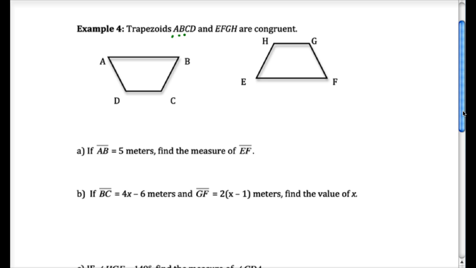A, B, C, D goes with E, F, G, H. The order that they give you in the directions is the way things match up. What that means is angle A goes with E, B goes with F, C goes with G, and D goes with H. Okay? Right, if it rotated, I think A and D would go with F and G, but they don't.